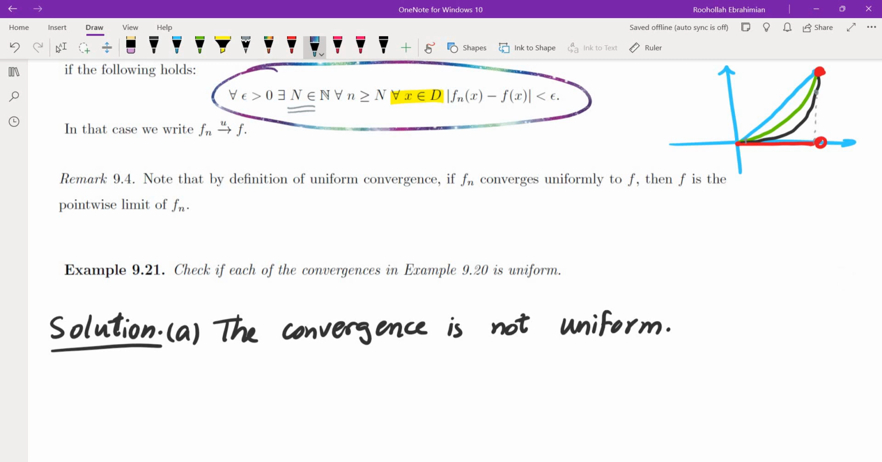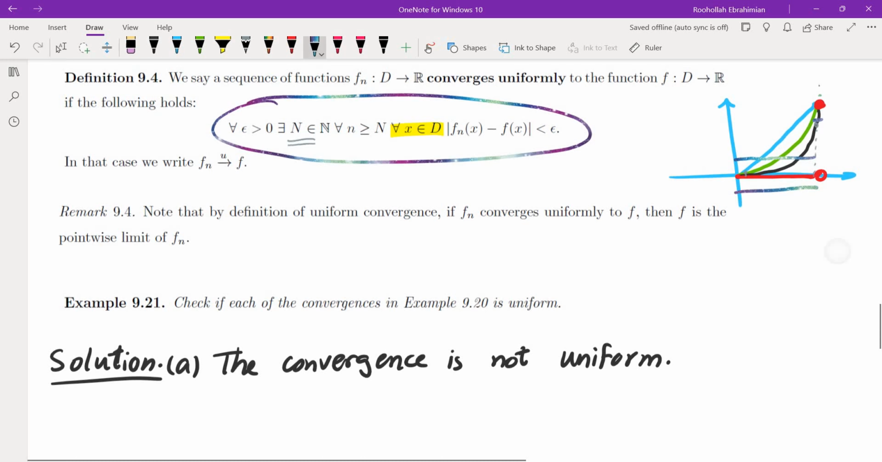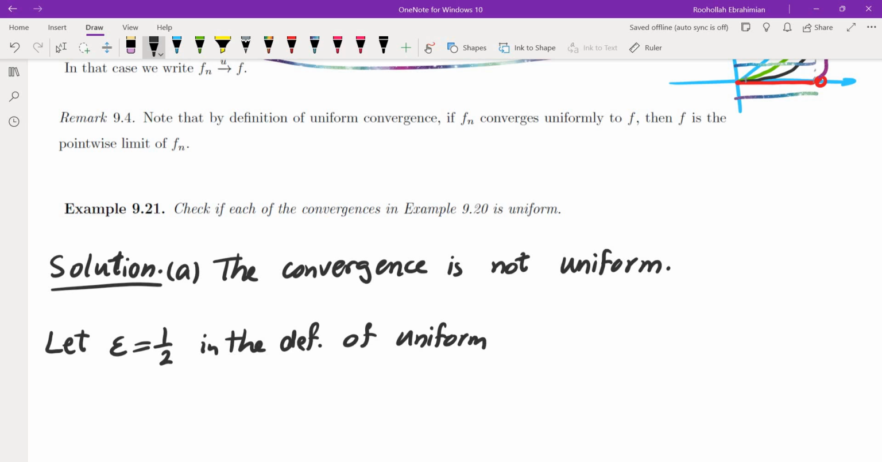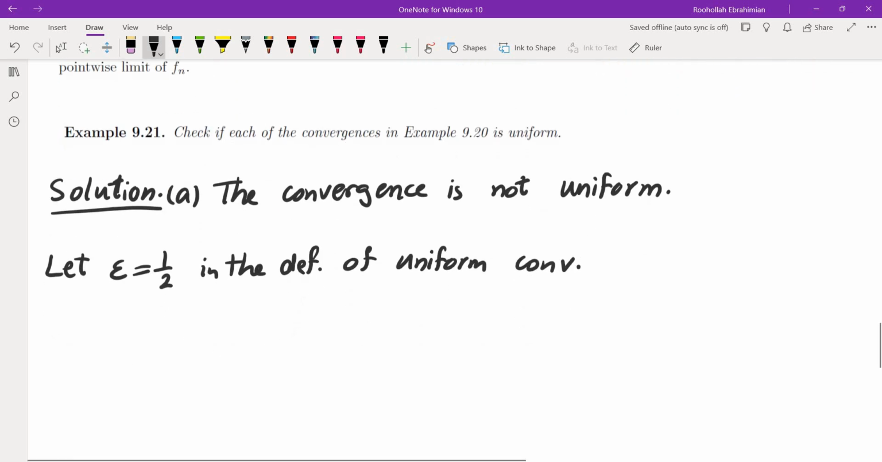We could take our function and thicken it, but we want to get a contradiction. So we're going to take epsilon. This is the distance between the top and bottom. We're going to take our epsilon in a way that 2 epsilon is going to be less than this whole distance, or even equal would be fine. So let epsilon be 1/2 in the definition of uniform convergence.